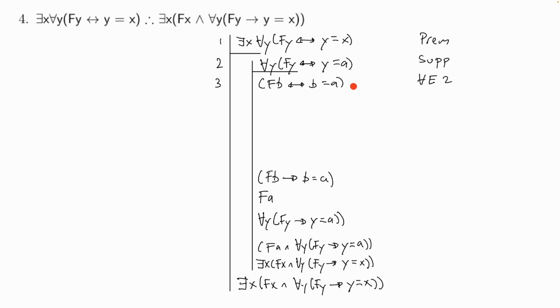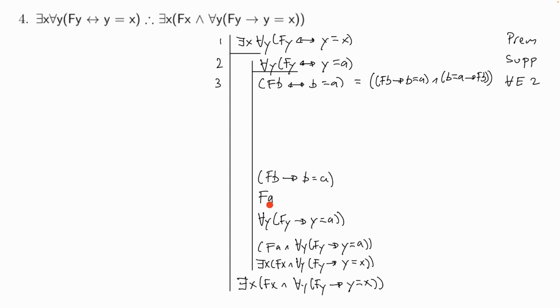And this we understand to just be the conjunction of if FB, then B equals A, and if B equals A, then FB. So this formula here is really just a shorthand for this conjunction here. So we really have this conjunction at line 3. That's really the formula that we have there. So we could just use conjunction elimination from this to get this formula.